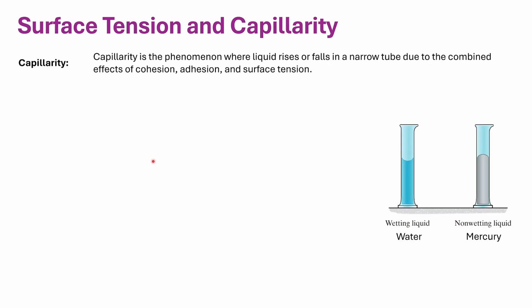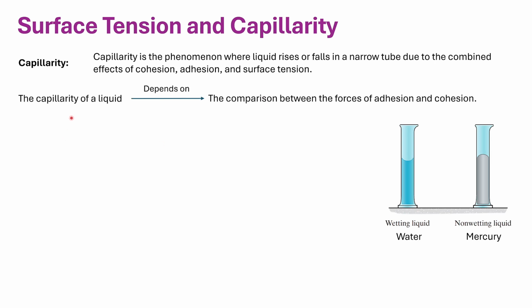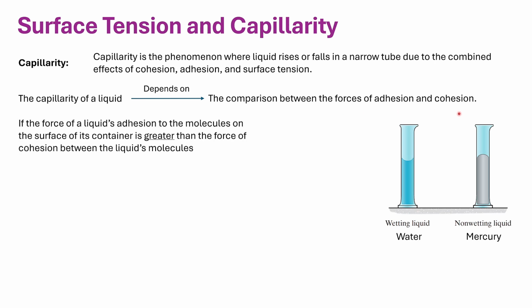Capillarity is the phenomenon where liquid rises or falls in a narrow tube due to the combined effects of cohesion, adhesion, and surface tension. The capillarity of a liquid depends on the comparison between the forces of adhesion and cohesion. But let's find out how.